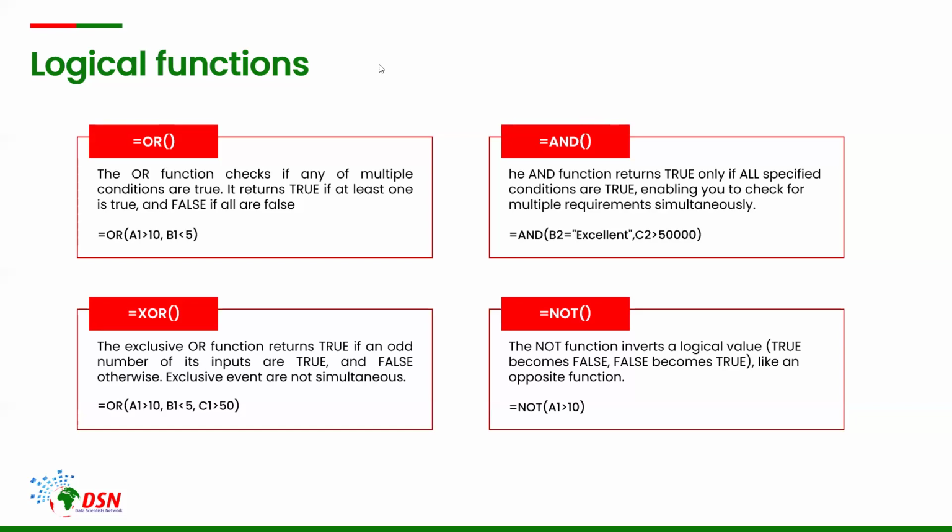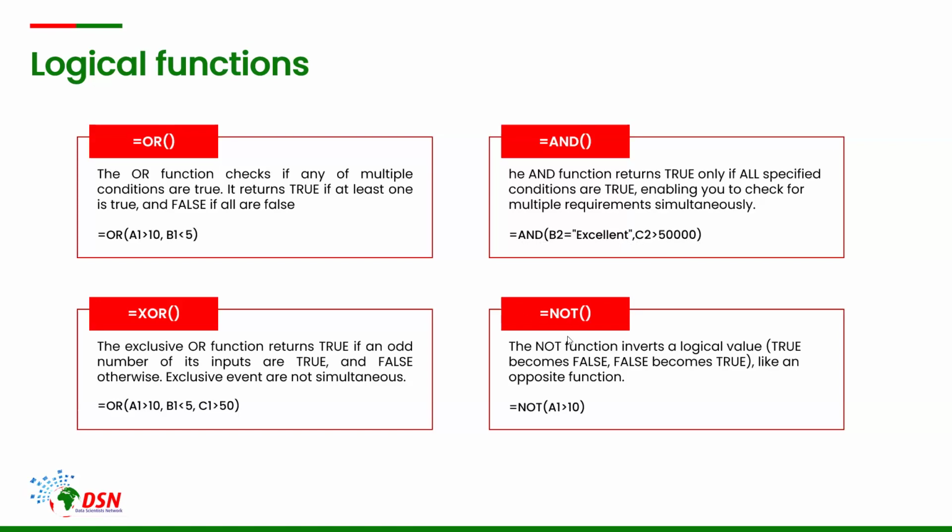So if you remember our set theory in school or our logic and reasoning in school, we remember that we have the union and intersection. Union can satisfy that one of them is there. Yes, it's fine. Intersection will tell you that everything has to be there. So that is what the AND does. In this case, if B2 is excellent and C2 is 50,000, that is when it will return true. If only one of them is true, it will not return true, it will return false. It has to satisfy all the conditions.